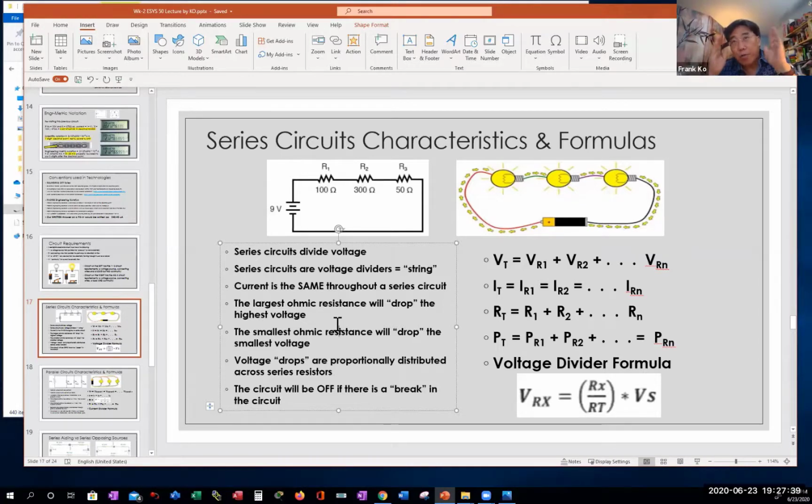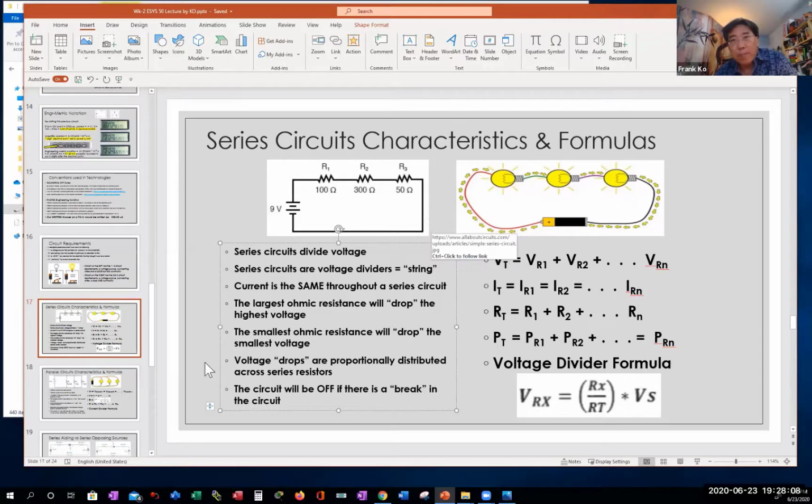If we go to calculate the amount of voltage across R2, and we go to measure the voltage across R2, it will be the highest amount of voltage of the three. The smallest ohmic resistance will drop the smallest voltage. Which one of these is the smallest ohmic resistance? R3. It's only 50 ohms. If we go to calculate the amount of voltage on it, it will be the smallest.